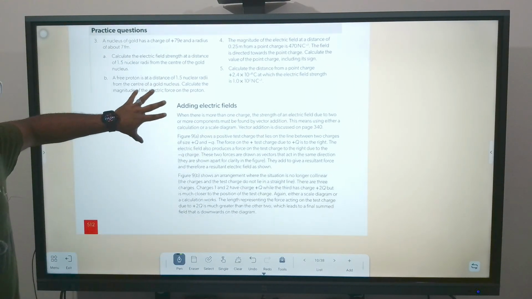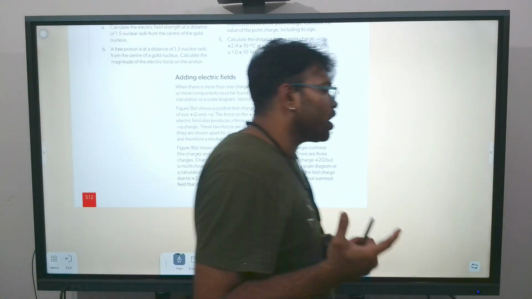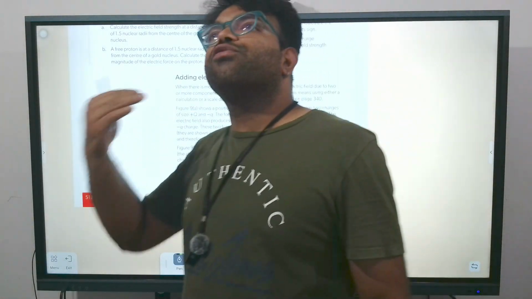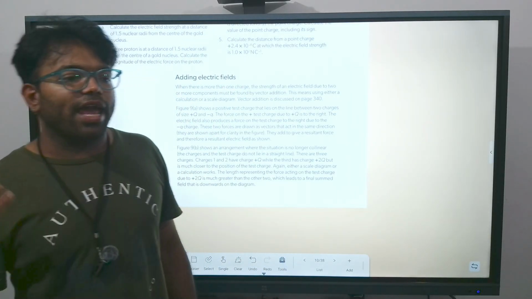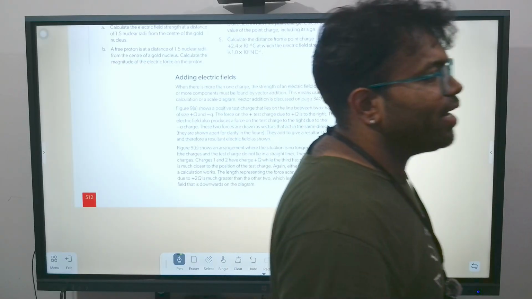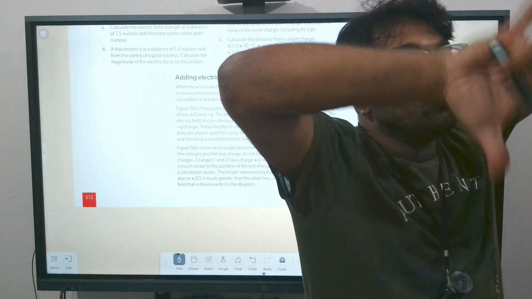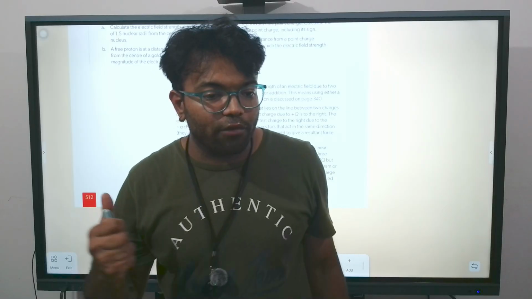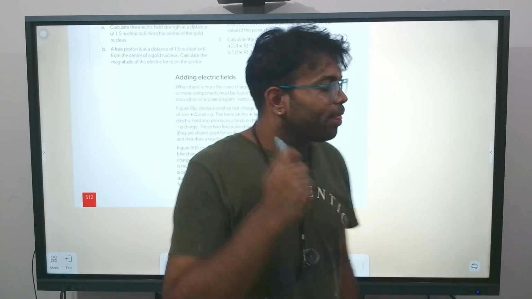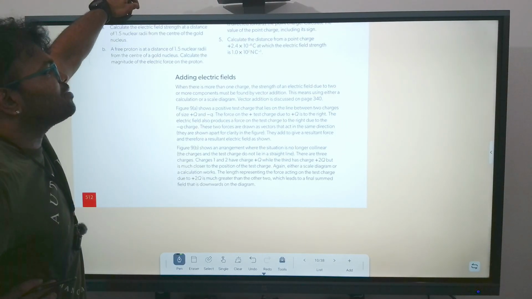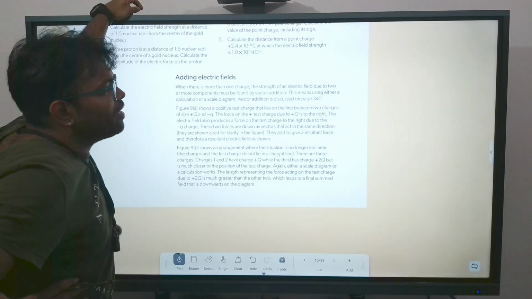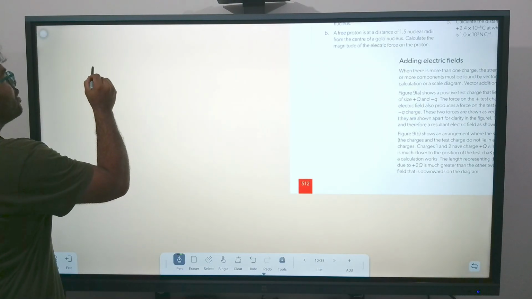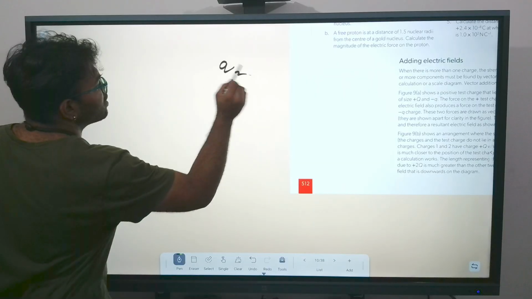Adding electric fields. Till now, we were talking about an isolated charge's electric field. Now we have to consider what happens if more than a few charges exist in the same place, and you want to find the electric field at a particular point due to all these fields. Here comes vector addition. You have to consider the vector addition. So when there is more than one charge, the strength of an electric field. I'll explain it a little in a free form manner. You have one charge q1 here, one charge q2 here.